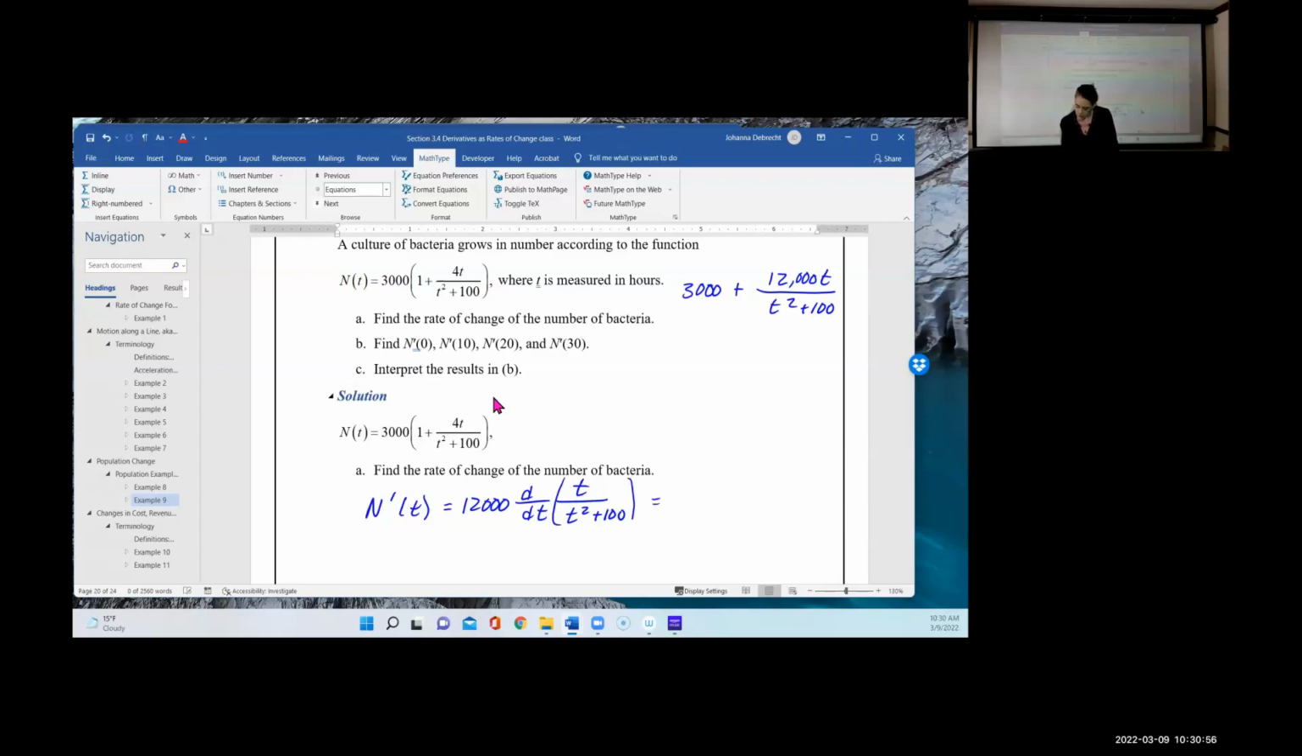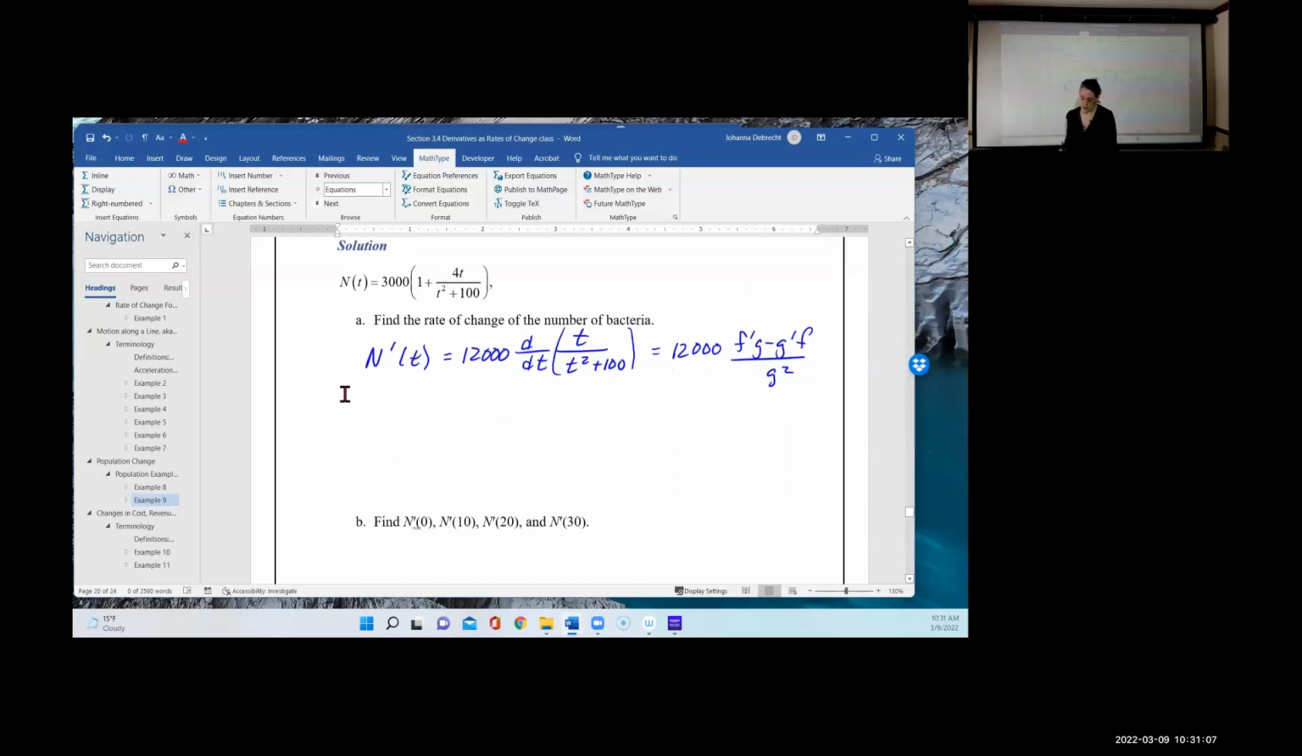Remember, the quotient rule is going to give us f prime g minus g prime f all over g squared, where f is the numerator and g is the denominator. So I've got 12,000 hanging out at the front, waiting for the rest of this to occur. So the derivative of the numerator is 1 times the denominator, t squared plus 100, minus the derivative of the denominator is 2t, and the numerator is t, and it's all divided by t squared plus 100 quantity squared.